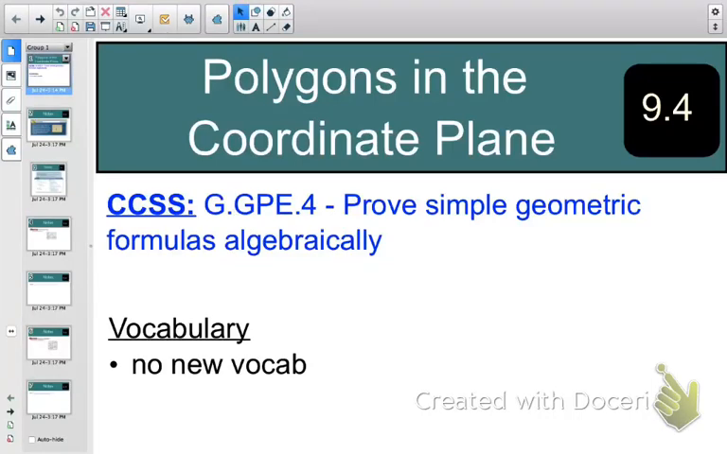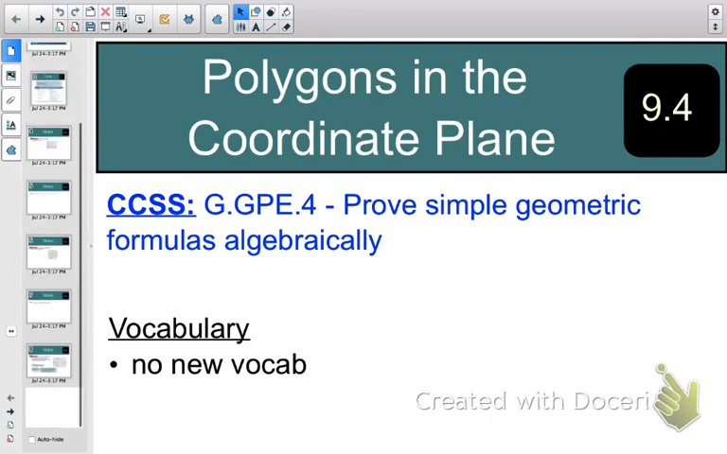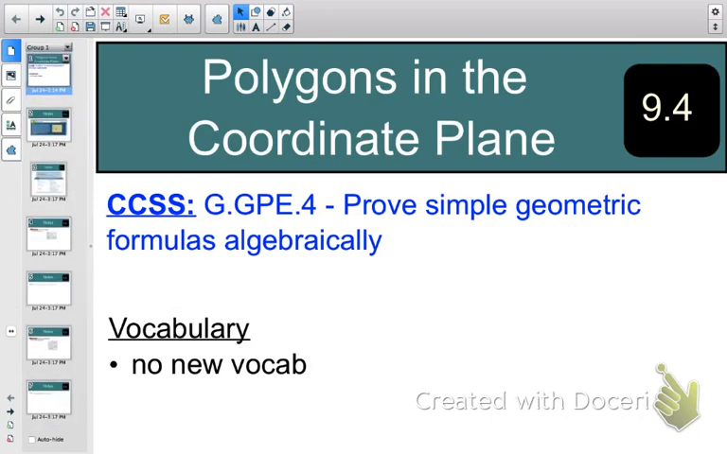Howdy, people. Today we're doing 9.4. It's about polygons in the coordinate plane. So this is the last section of chapter 9. We're actually skipping 9.3 just for time's sake, but yeah.